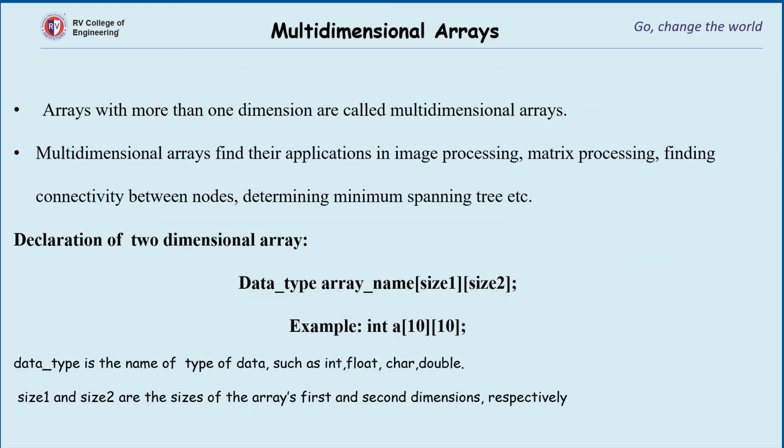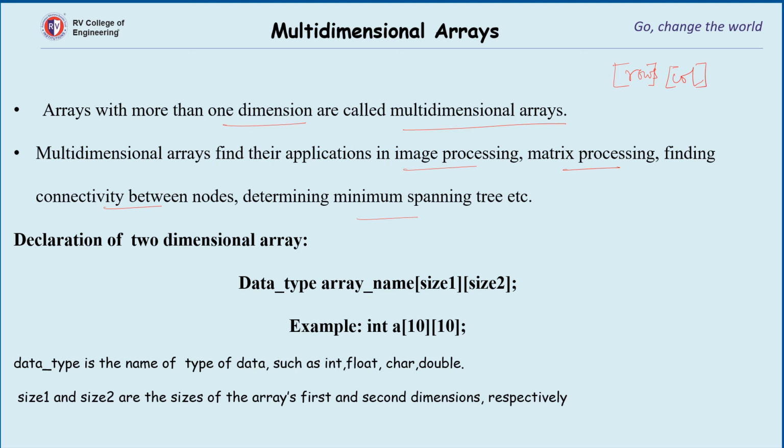Now coming to multi-dimensional arrays. If an array has 2 subscripts, it is called a multi-dimensional array. One represents the rows and the other represents the columns. Arrays with more than one dimension are called multi-dimensional arrays. These find their applications in image processing, matrix processing, finding connectivity between nodes, and determining a minimum spanning tree.